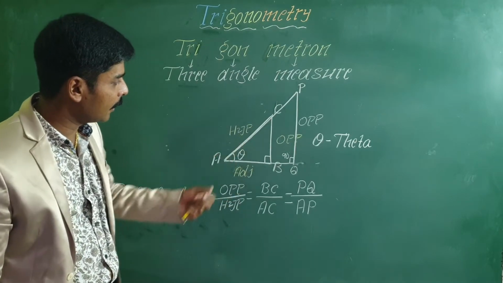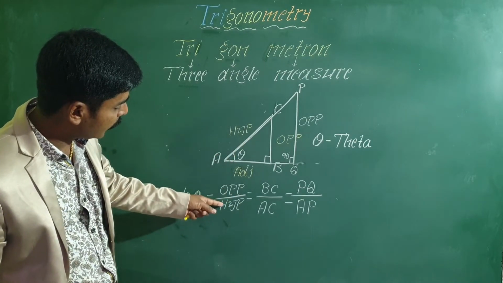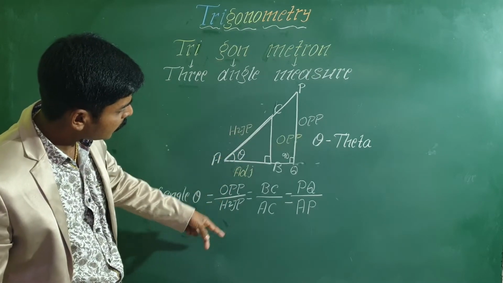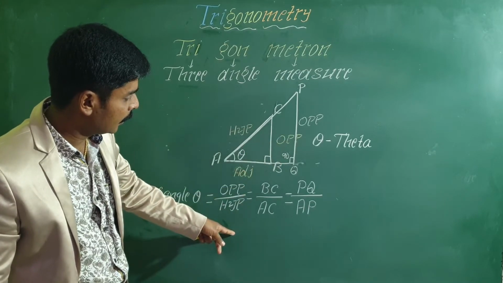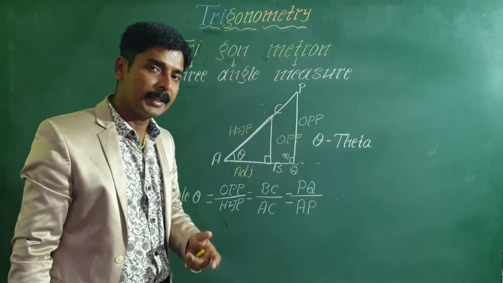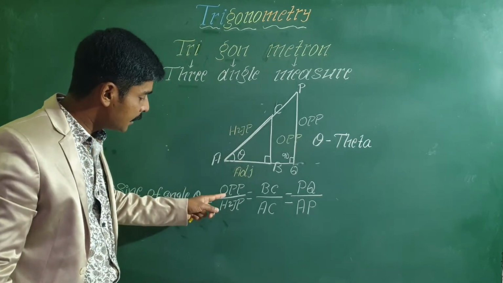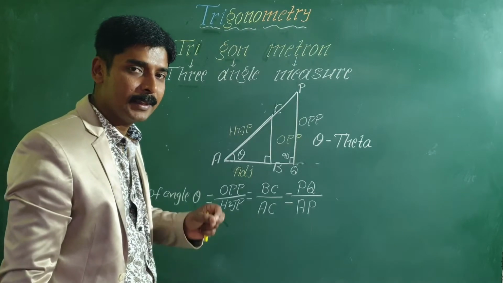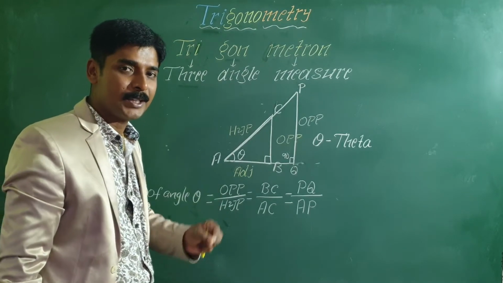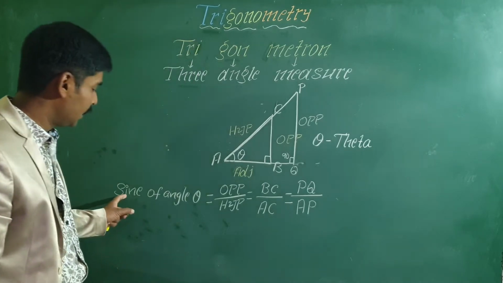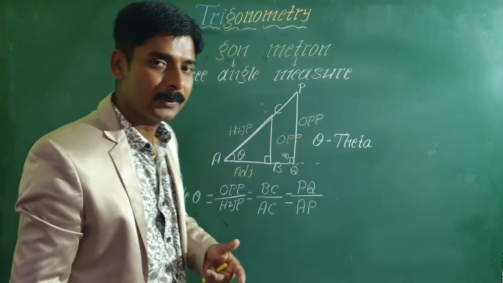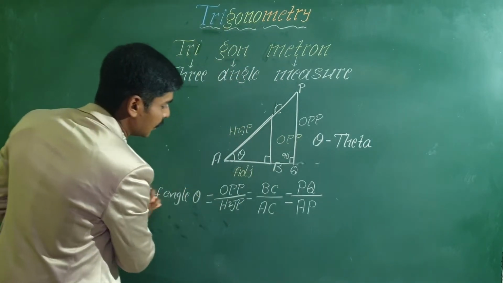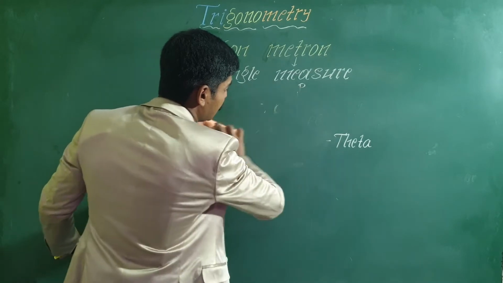Like this, you can take other ratios also. Opposite by hypotenuse is one of the ratios I took. Instead of that, you can take adjacent by hypotenuse, or opposite by adjacent, or adjacent by opposite. Like this, all together we can write 6 different ratios. So we say that in trigonometry there are 6 trigonometric ratios. Out of 6, one is sine of angle theta, also written as sine theta. Which are the remaining 5? Next we will study the 6 trigonometric ratios.